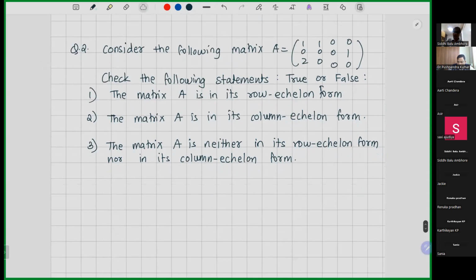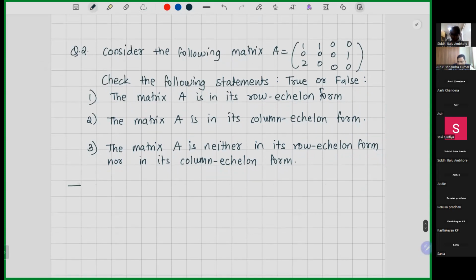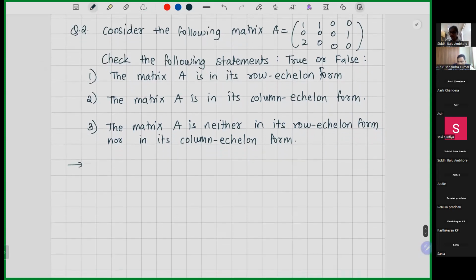Given matrix A, we already know what is row echelon form and column echelon form. So I will just write here the matrix. It is 1 1 0 0 0 0 1 and 2 0 0 0. I will check column echelon form for now. First is row echelon, so let us start with checking row echelon form.